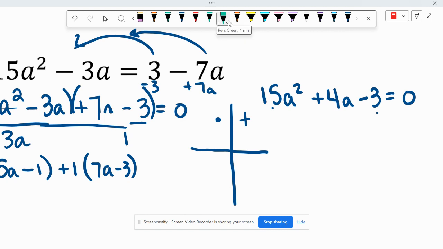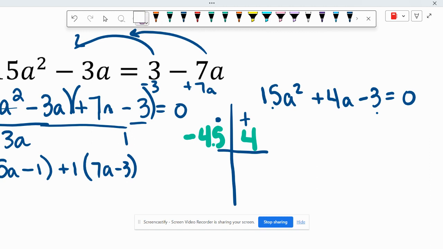What's 15 times -3? It's -45. I gave you guys times tables. What does it have to add up to? To B. B is 4. So let's think of numbers that we can multiply together to get 45 that add up to 4. So what about 9 and 5?